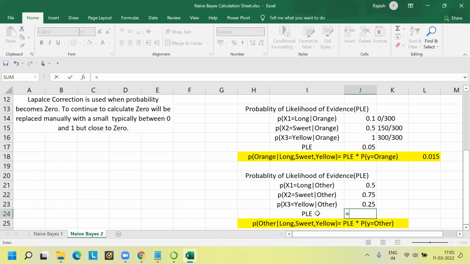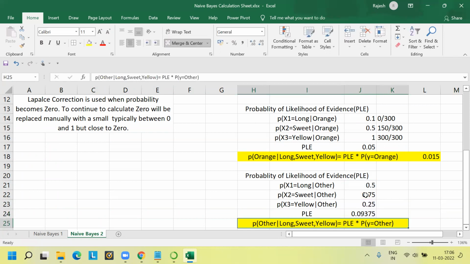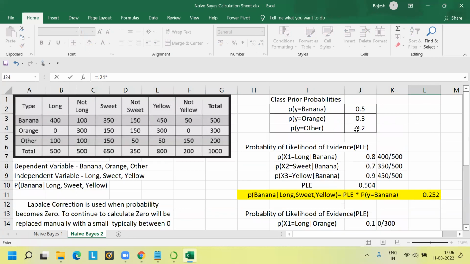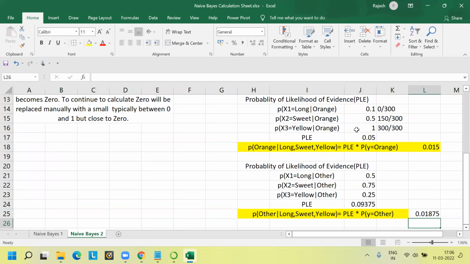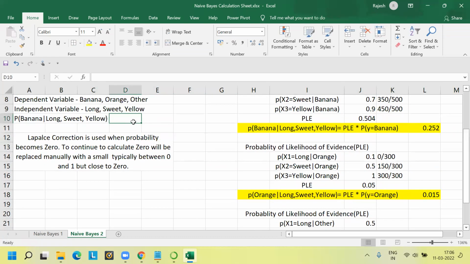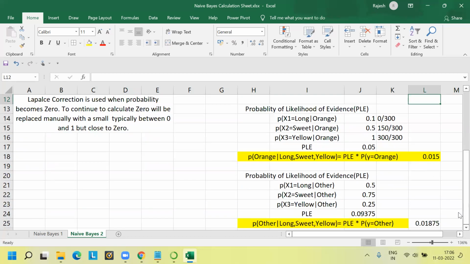P(L) equal to 0.5 times 0.75 times 0.9375 into 0.2, is equal to 0.01875. So what is the probability? The highest probability is 0.253. So the probability that the fruit is banana, if it is long, sweet and yellow, is 0.252, the highest probability.